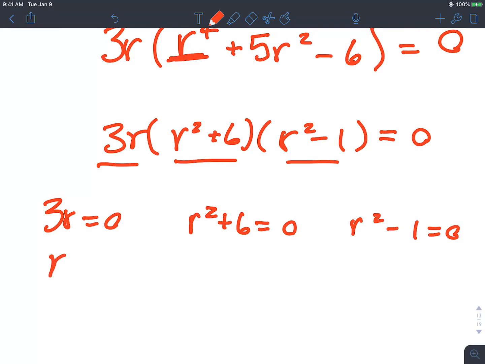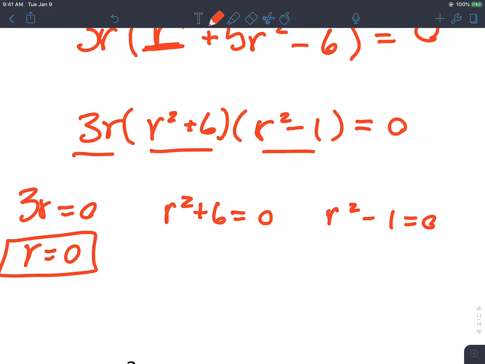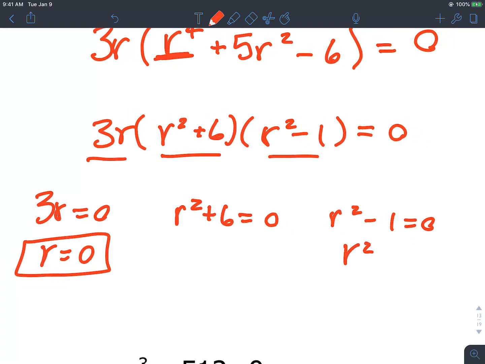The first one here is pretty straightforward. Divide by 3, you're going to get r is equal to 0. Actually, I'm going to skip to the last one here. Last one, you got r squared is equal to 1. If you square root both sides, not only do you get 1, you get positive or negative 1. Remember, when you square root both sides, got to have a plus or minus.